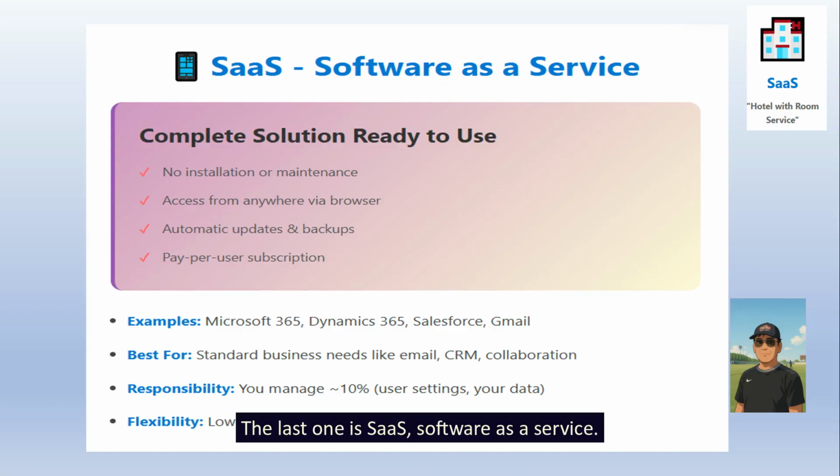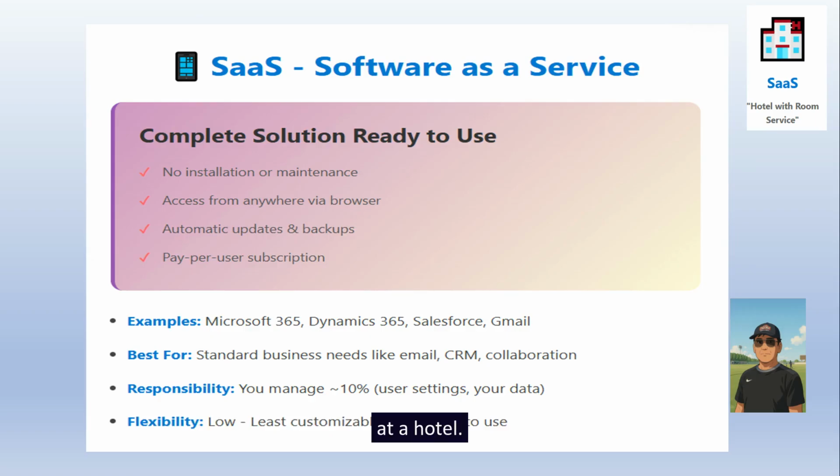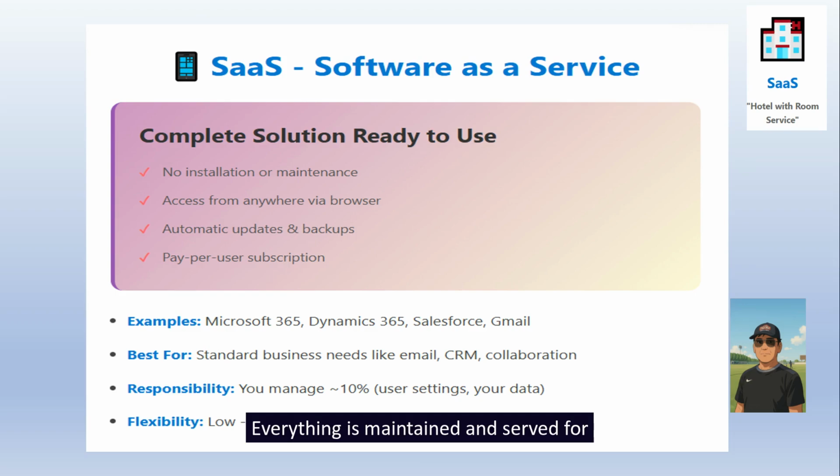The last one is SaaS, software as a service. The analogy here: instead of getting an apartment, you are staying at a hotel. Everything is maintained and served to you, ready to use.